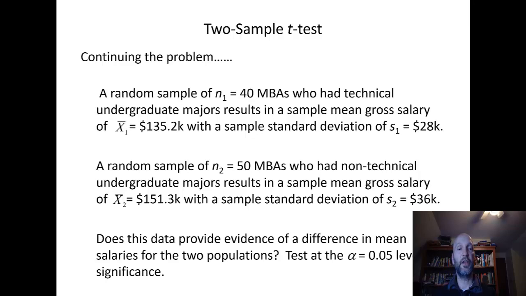If you look at just the sample means, we see 135.2 versus 151.3, and it's clear that the sample mean for the non-technical background students is higher than for the technical students. The question we have to ask ourselves is whether that difference is due to randomness or just chance, or whether it is due to the fact that the alternative hypothesis is true. And that's what we're trying to get at.